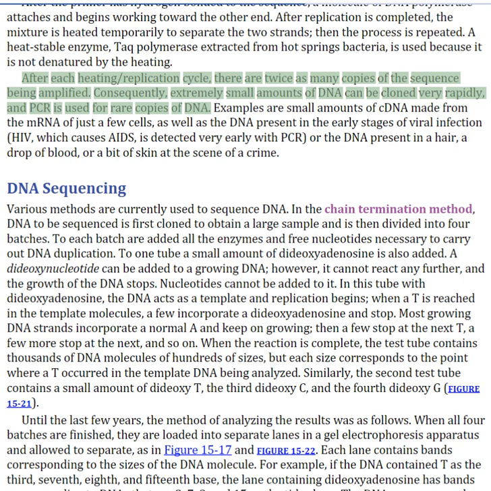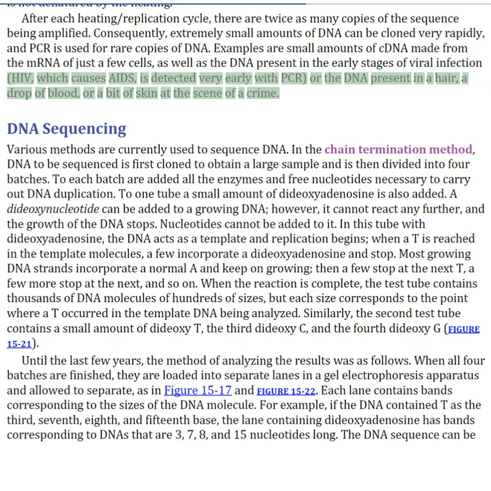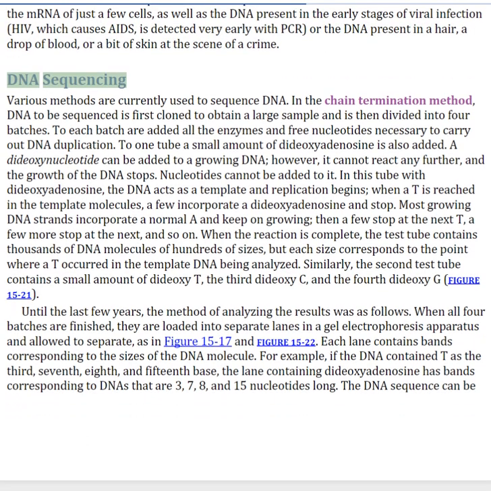Consequently, extremely small amounts of DNA can be cloned very rapidly, and PCR is used for rare copies of DNA. Examples are small amounts of cDNA made from the mRNA of just a few cells, as well as the DNA present in the early stages of viral infection. Or the DNA present in a hair, a drop of blood, or a bit of skin at the scene of a crime. DNA sequencing.